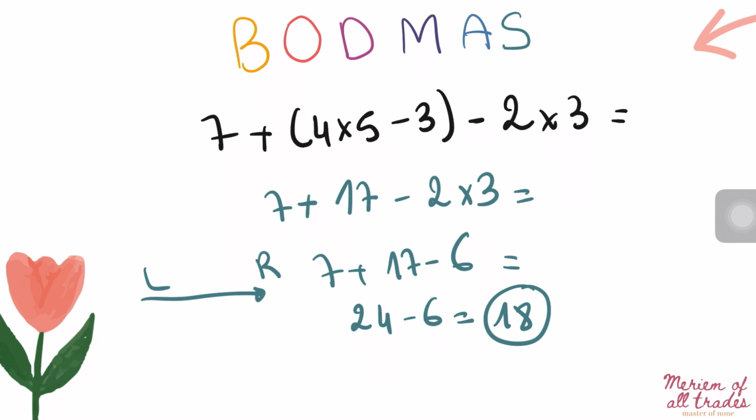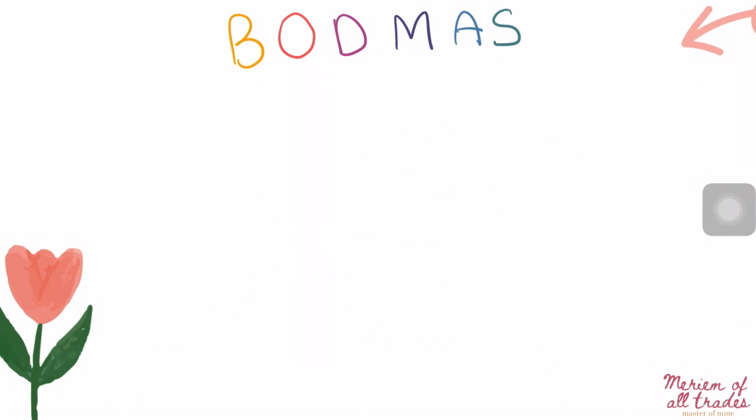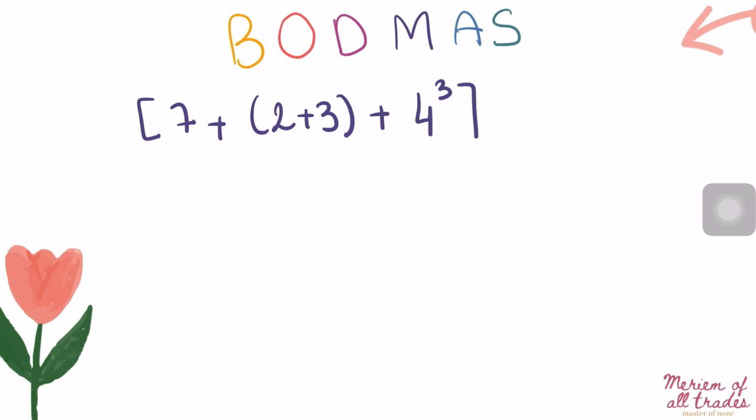Let's try to upgrade one more time. And then our last one, which is a little bit complicated, we have this bracket. This is just a type of bracket. We have 7 plus, in brackets, 2 plus 3 plus 4 to the power of, let's say, 3, or 4 cubed. And then we close our brackets and then multiply it by 5. Now, what do we start with first? We start with the brackets. Inside this element, we have a lot of operations here.